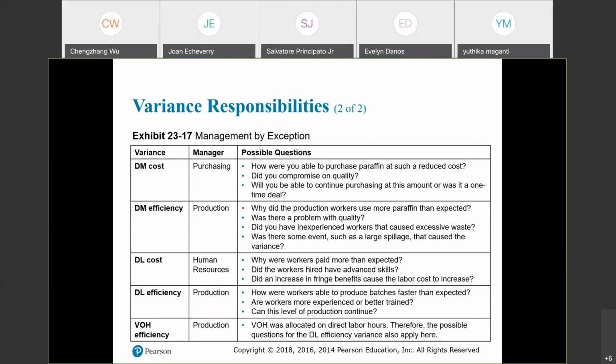And again, by saying the changes, I mean the variance. That is the difference between actual cost and the budgeted cost. That's it.